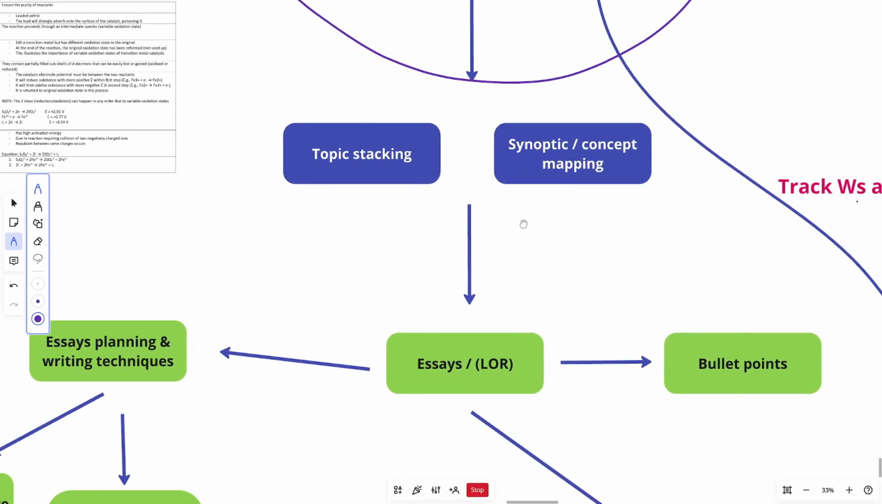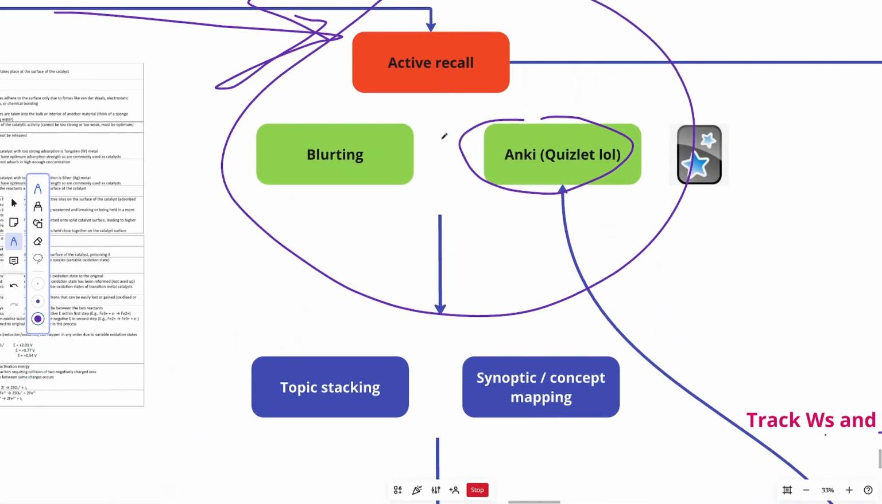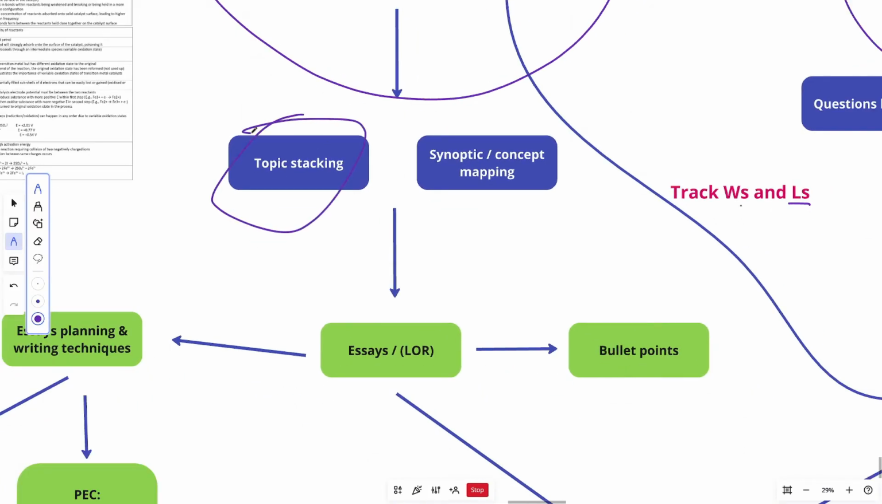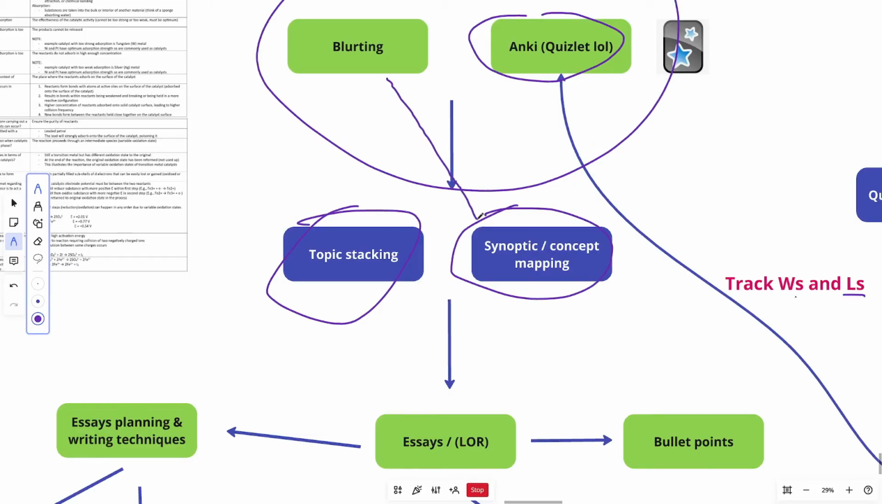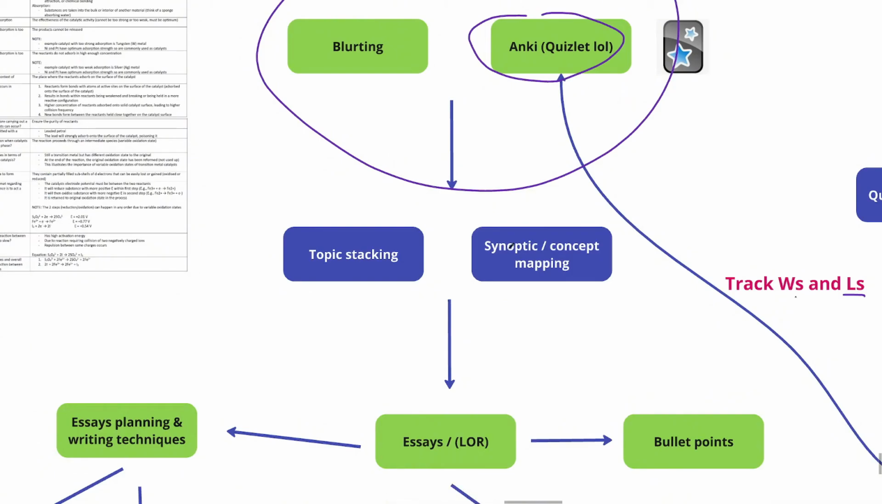Okay, from there we get a little bit more advanced with the active recall. You get topic stacking and synoptic or concept mapping. So these two, blurting and mind mapping or concept mapping, are very similar things. I'm not going to make a video here. If you want a separate video, I can do that. I can show you an example mind map of inorganic group 2, group 7, whatever, period 3, and you can link it together on an unlimited canvas.